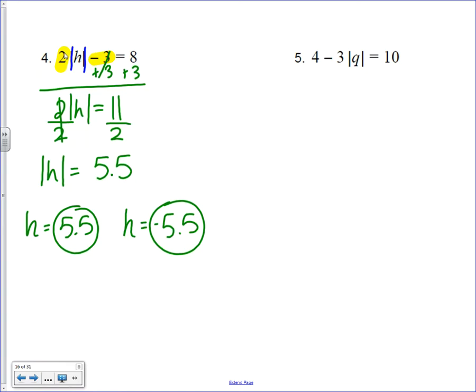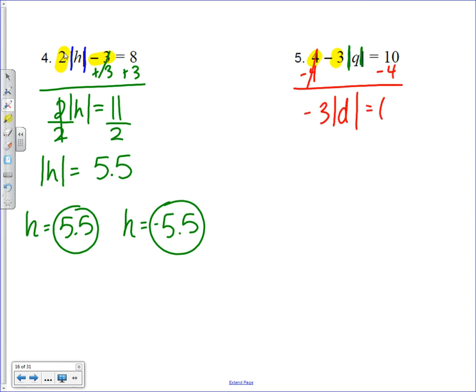Okay, here in number 5, there's my absolute values. You'll see I have the stuff outside of my absolute values that I need to get rid of. Please do not subtract the 4 and the 3. Okay, I have to get rid of them by moving them over. So this 4 is positive, so I'm going to go ahead and subtract it. The negative 3 is being multiplied, so I'm going to divide it. And I have the absolute value of d is equal to negative 2. Well, that should be a red flag to you because an absolute value cannot be equal to a negative, so that will be no solution.